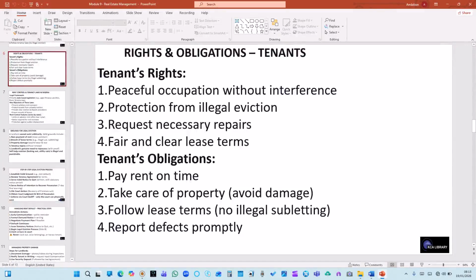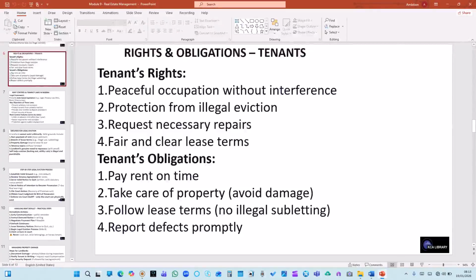Number three, the tenants have the right to request for necessary repairs when the needs arise. The tenant also has the right to fair and clear lease terms. That is to say, the terms of the lease agreement should be clearly stated to the tenant.